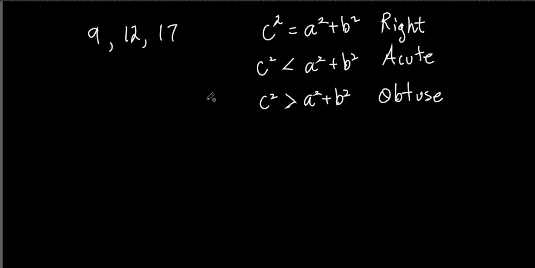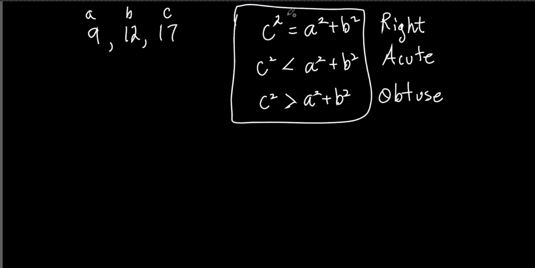So which one is the A, B, and the C? What's the important one? The C. Which one is it? It's the 17. It doesn't matter which one the A and B is, okay? We'll just call that the A and the B, all right? So we use this right here, and we see which one it is. So we take the 17, we do it first, and we square it.